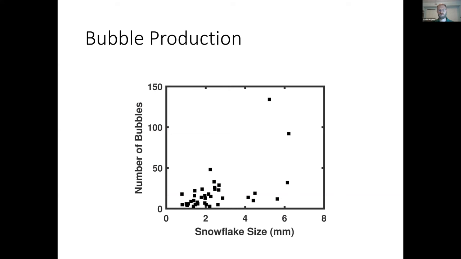Now, how many bubbles are being produced by a typical snowflake? We did a few statistics on the approximately 75 snowflakes that we were able to capture in the preliminary experiments. Again, you see snowflake size on the x-axis here from about 1 to 7 millimeters in size. For very small snowflakes, we probably only had a couple of bubbles. But for much larger snowflakes, the large ones in the 5 to 6 millimeter range, we could have 100 or 150 of these bubbles.